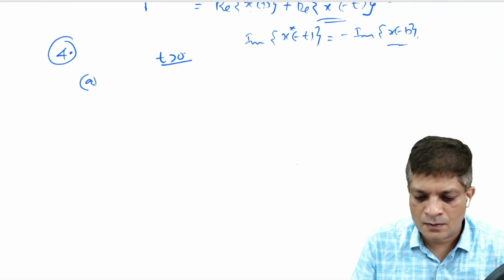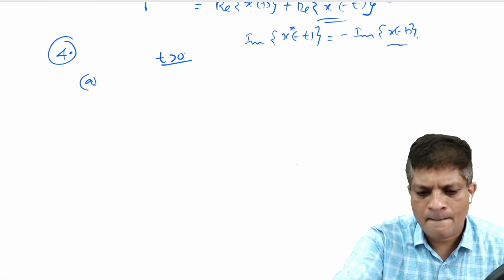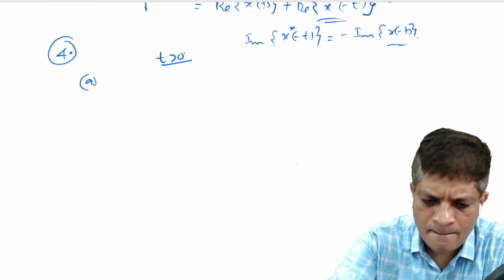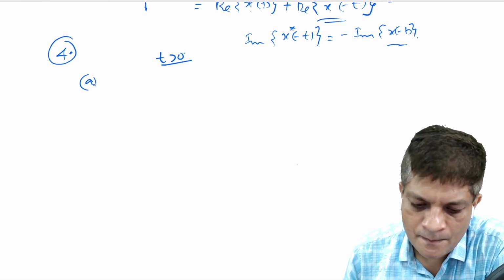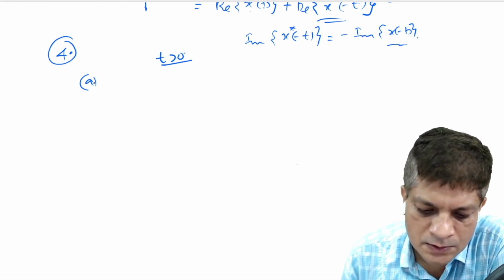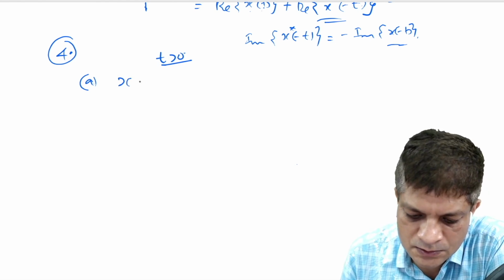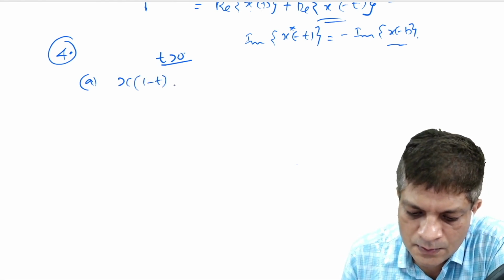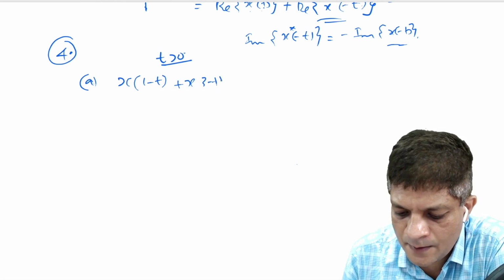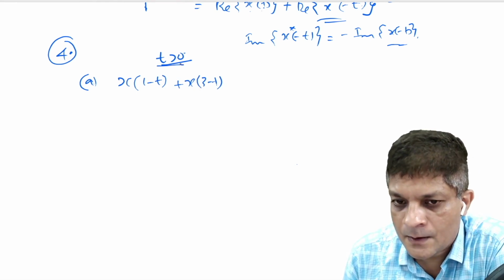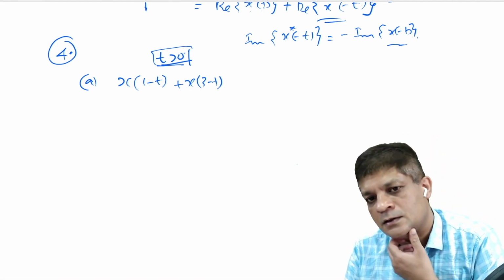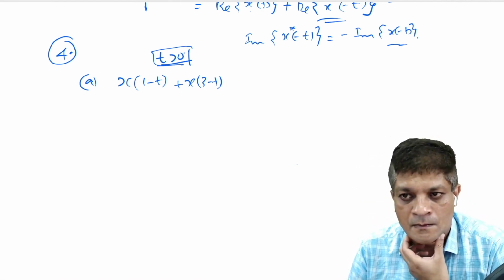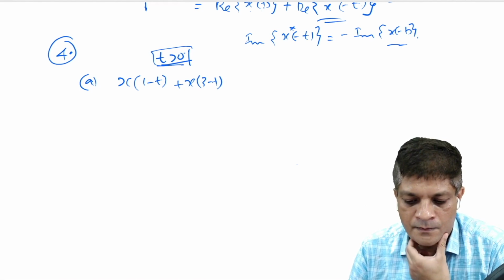For a, is it this? Are you saying this for this A part, that is x(minus 1 minus t) plus x(3 minus t)? Yes, sir. t greater than 0. Is it guaranteed for t greater than 0? Yes, sir. Okay. Any other answer?